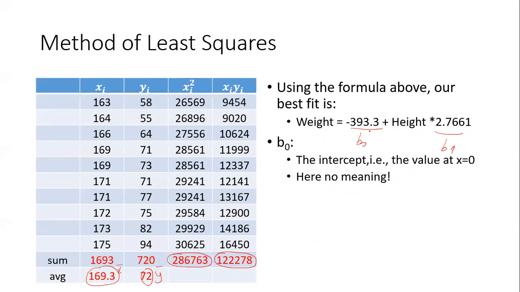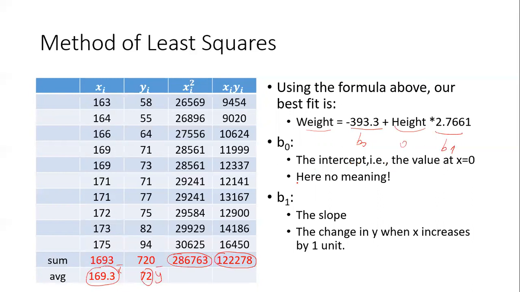So what is the meaning of b0 and b1 here? So b0, if you just put 0 here, then you will find the weight in kilograms of a person whose height is 0. In fact, for this particular case, it doesn't mean anything. Okay? So you don't have any person whose height is 0.